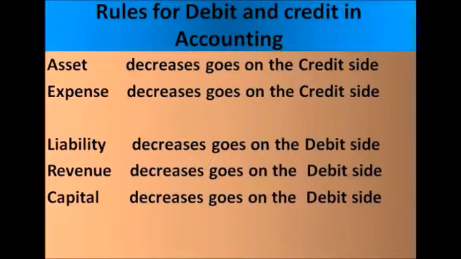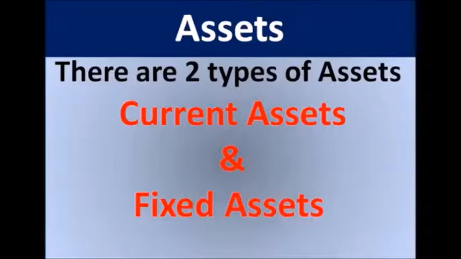Moving on to the types of assets. Assets are of two types, okay? We have the current assets and the fixed assets. Now, we should be having an idea what assets are. Assets basically are of two types.